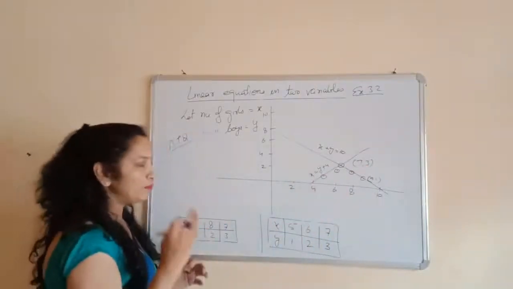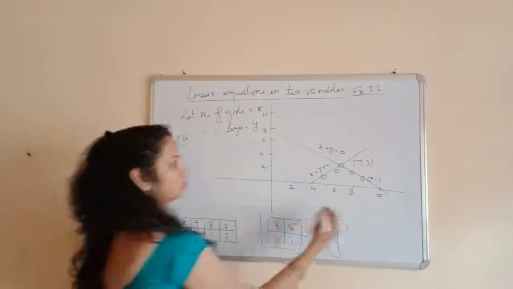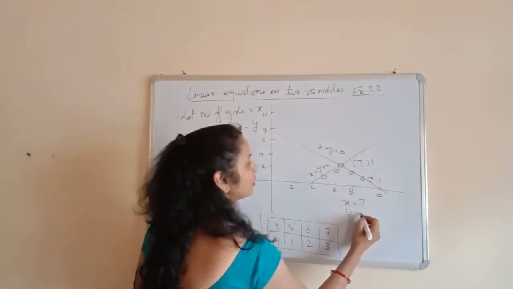So by making the graph you can find out the value of x and y, two variables. So x is equal to 7 and y is equal to 4.